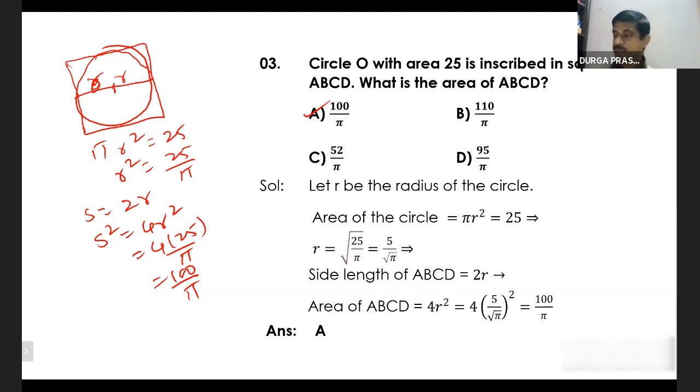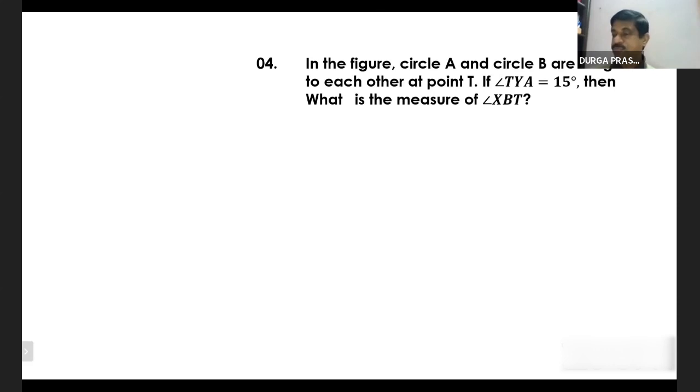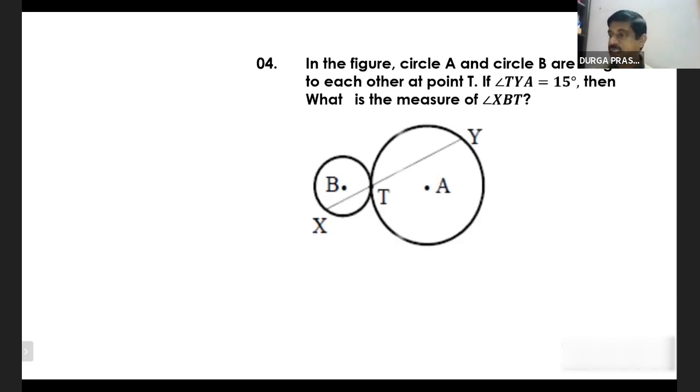Okay. Let us go to the next question. In the figure, circle A and circle B are tangents to each other. No, they touch each other. Sorry, this cannot be tangents. They touch each other at point T. So this is point T. Angle TYA is 15 degrees. Then what is the measure of XBT?